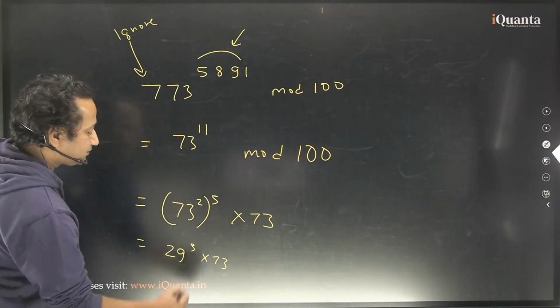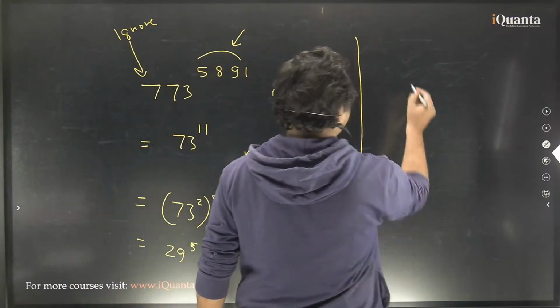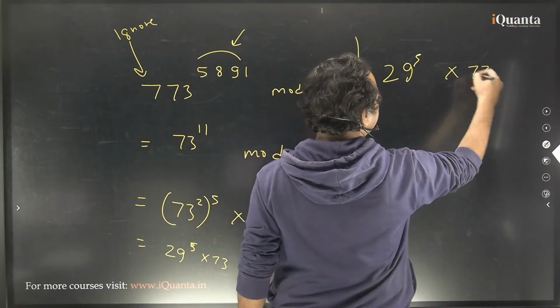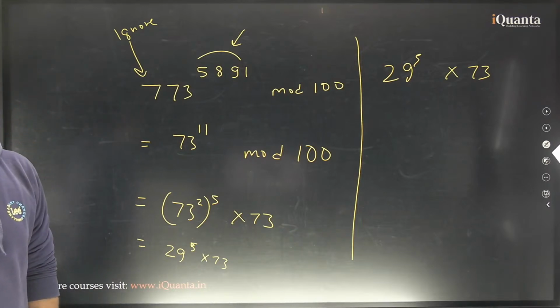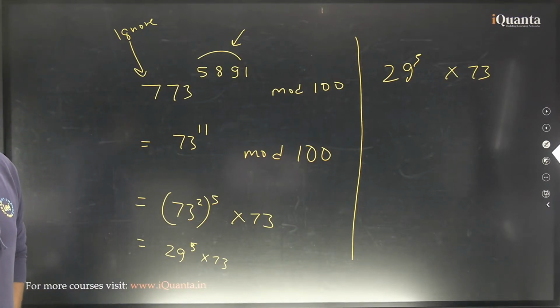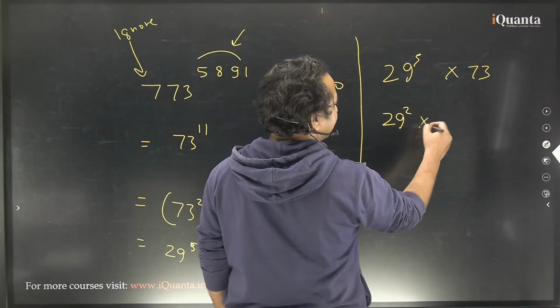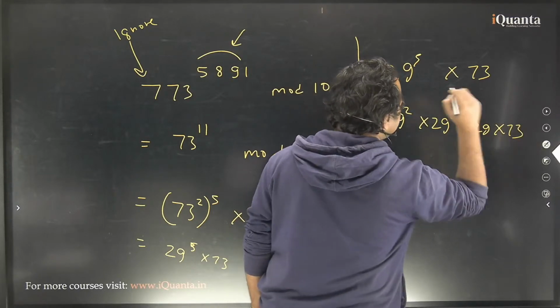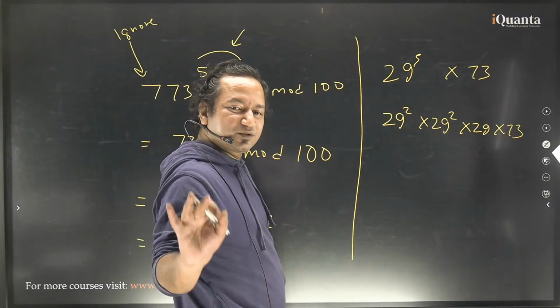This is what will happen, right? What next? Now we need to find the last digits of 29 to the power 5. How will we do this? What is 29? So I can write this as 29 square, 29 square and 29 and 73. This becomes difficult because a lot of calculation is there. This is an extreme case, such a difficult one will not come in CAT, but so that you understand this, that is why I'm doing it.